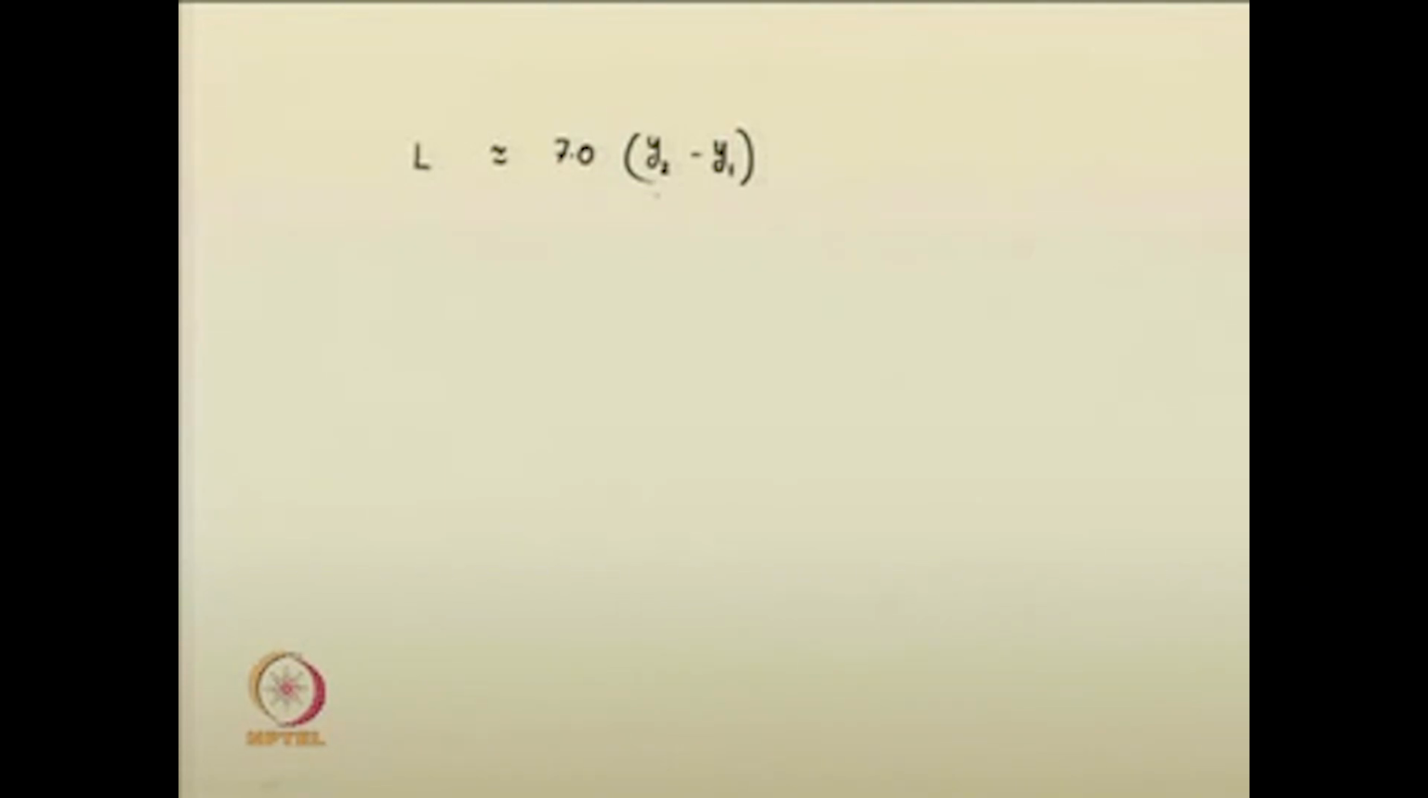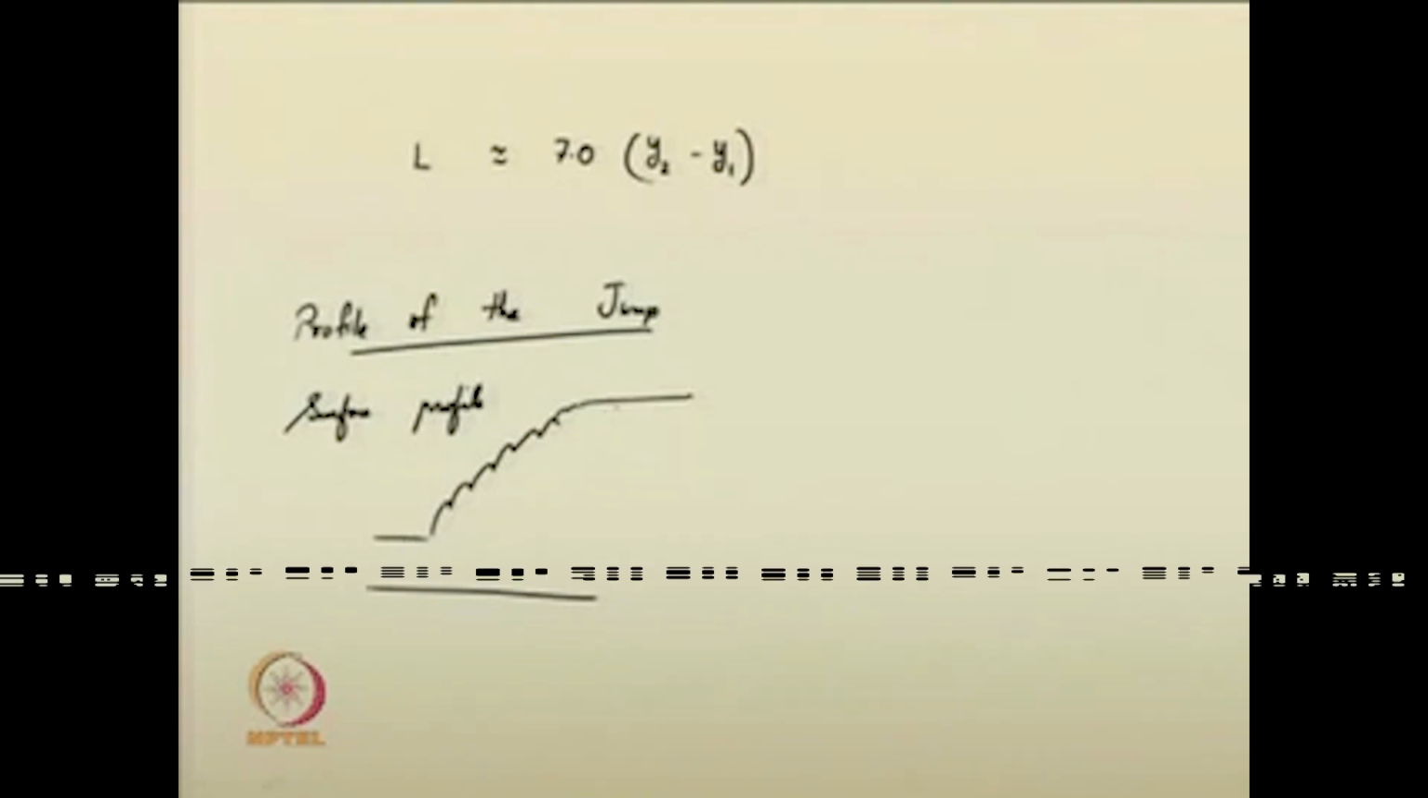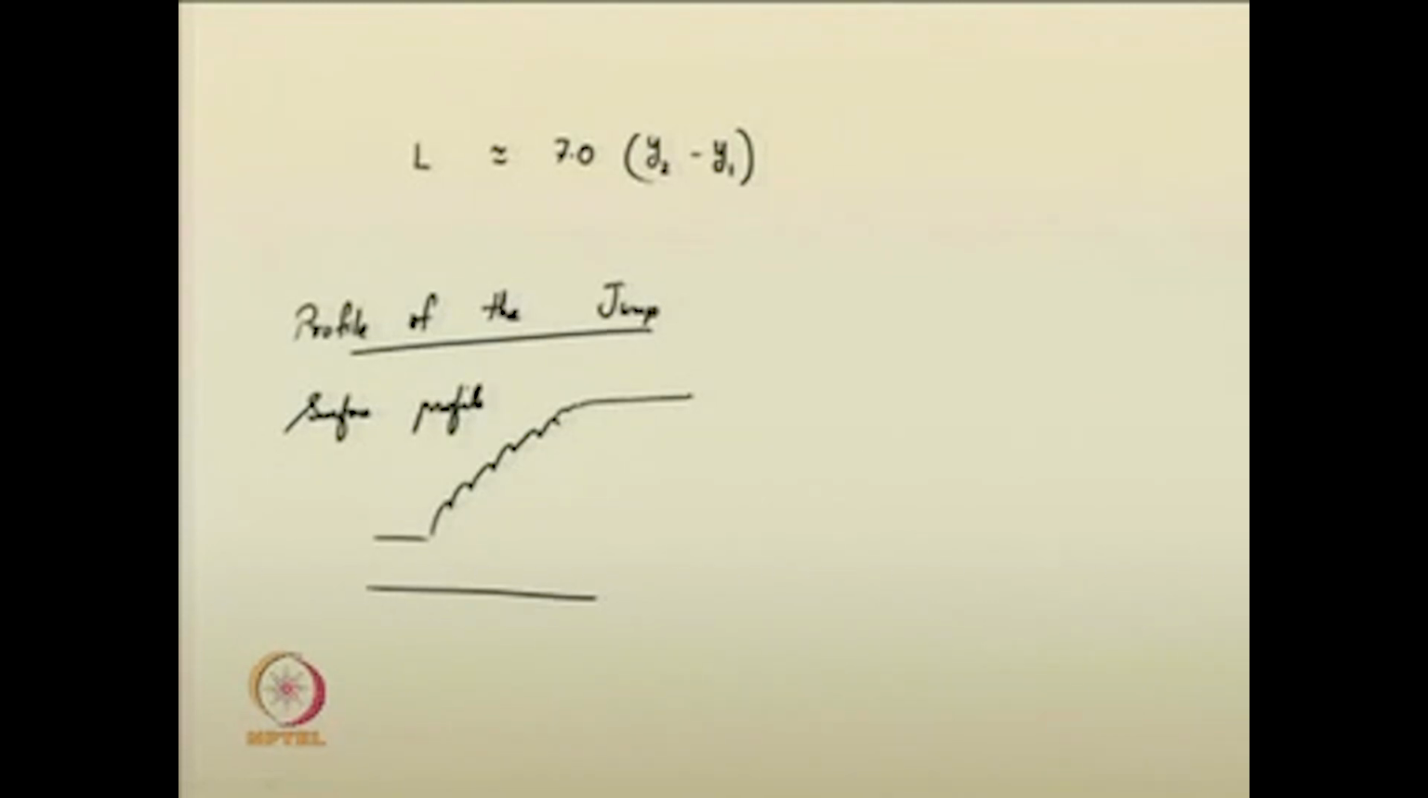The next portion which we have to cover is now the profile of the jump. We are mainly talking about the surface profile. This entire portion is called the surface profile: how the jump occurs from this steep slope, from this supercritical to this subcritical flow, and in that case what the water profile is.